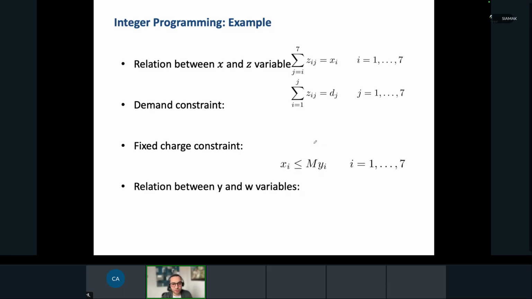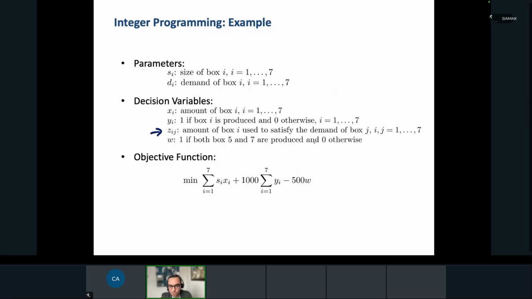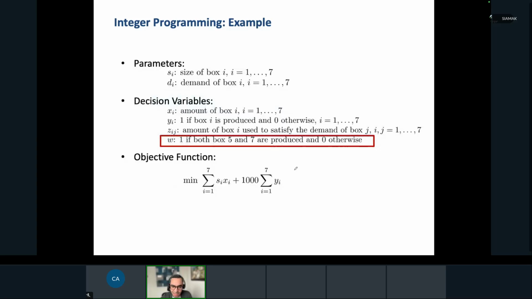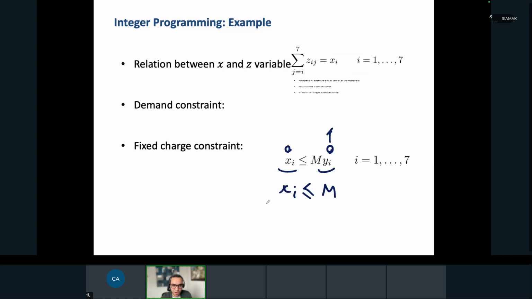Now, relationship between y and w. Can you write this for me? Can you think about this for a few minutes? I want to write a constraint which imposes the relationship between y and w. Y and w, we have it here. If both box type 5 and 7 are manufactured, then the total fixed cost is 1500 instead of 2000. How am I going to write this as a constraint? I want to make sure that when y5 and y7 are equal to 1, then w is equal to 1, so that it will be added to the objective function with a negative coefficient to make sure that the cost goes down to 1500 rather than 2000. Can you think about this?